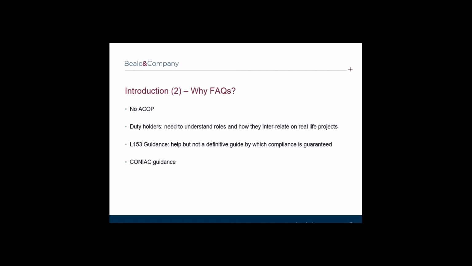What the industry does have is a legal reference document, L153, published by the HSE. This explains the aims of CDM 2015, but does not go as far as an ACOP, as it is not a definitive code of practice that guarantees compliance with the regulations if followed. In addition, the Construction Industry Advisory Committee has published some frequently asked questions themselves and a series of guidance for specific duty holders: principal designers, principal contractors, workers, and clients.